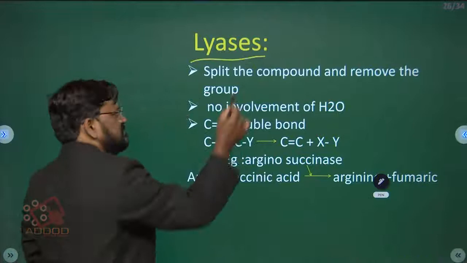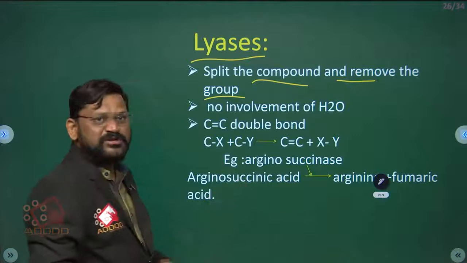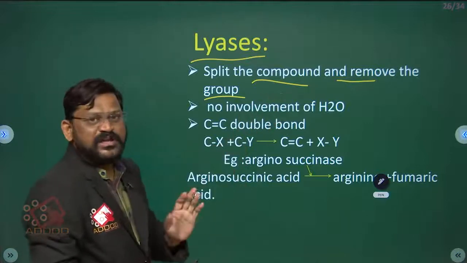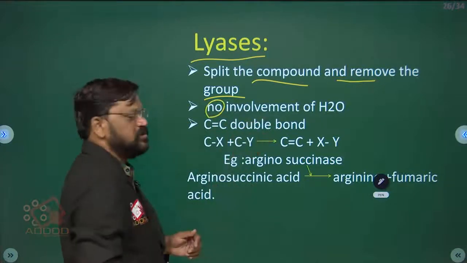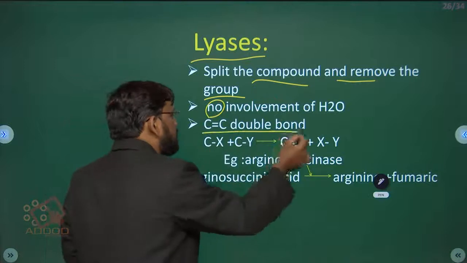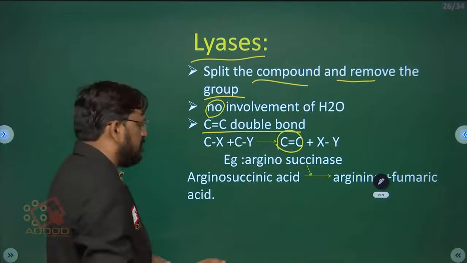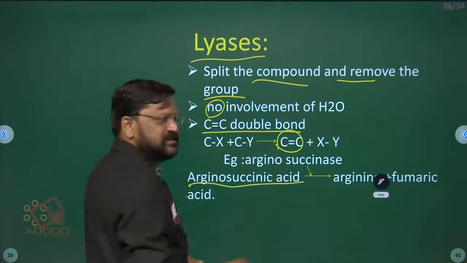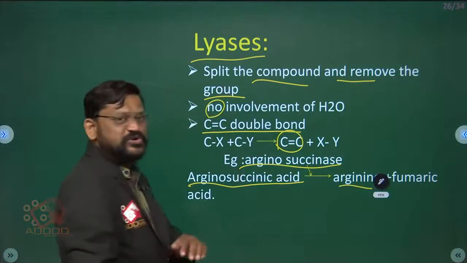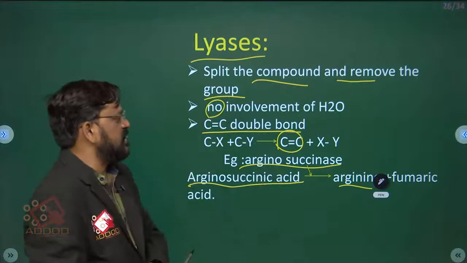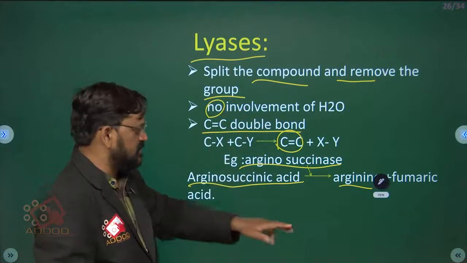Next, lyases. These are the ones which split the compounds and remove the groups. So lyases are nothing but splitting the compounds and removing the group. Here there is no involvement of water. Hydrolysis involves water. Here there is no involvement of water. And see here, without cleaving the double bonds, only the formation takes place. There is no cleaving of these double bonds, etc. Very good example is when arginosuccinic acid is converted into arginine and fumaric acid, then there is an enzyme called arginosuccinase. So arginosuccinase is the best example for lyases, where the compounds are split, removing the groups without breaking of double bonds, etc.